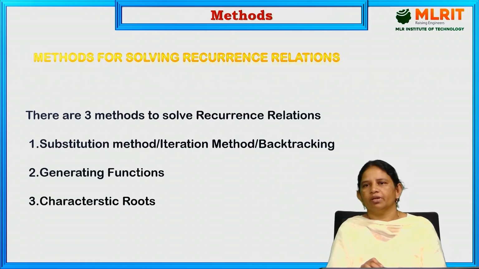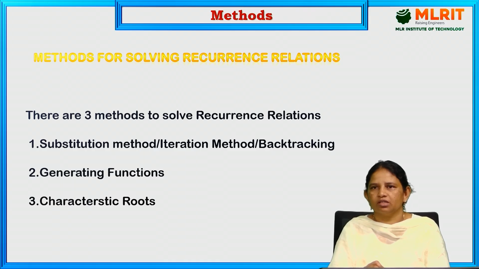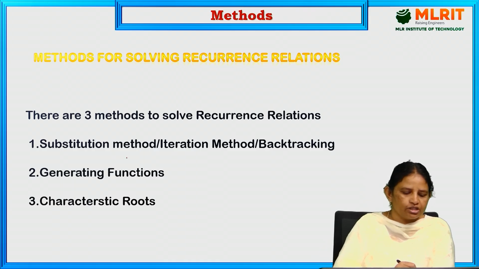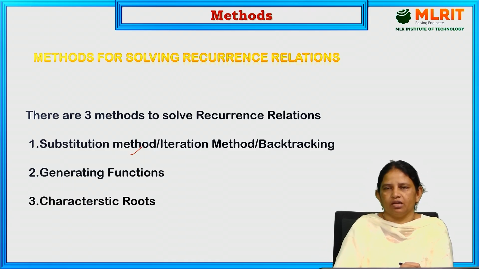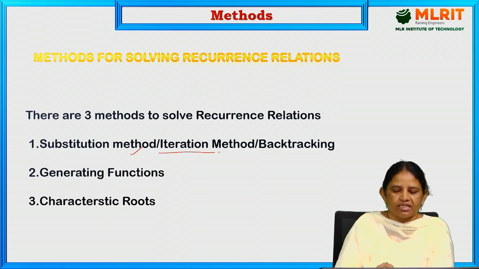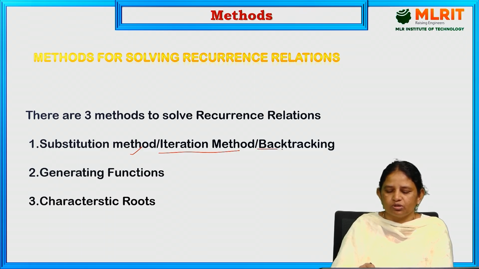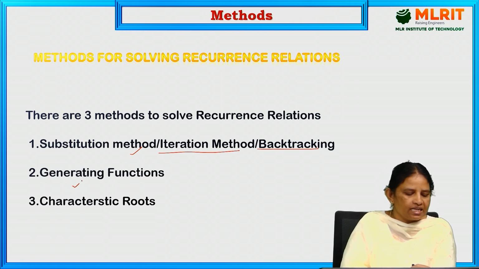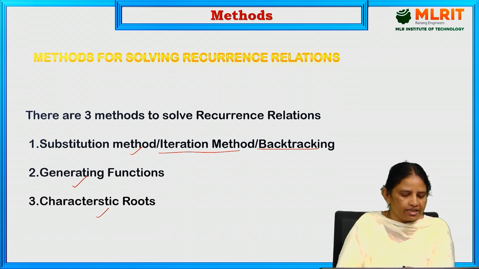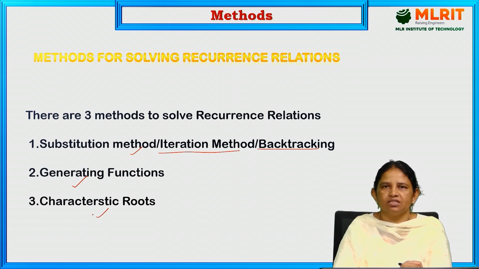There are three methods to find the solution for the recurrence relation. The first one is called the substitution method. It is also called the iteration method, and it is also called backtracking. The second method is generating functions. The third method is characteristic roots. In this video, we are going to discuss only the first method, the substitution method.